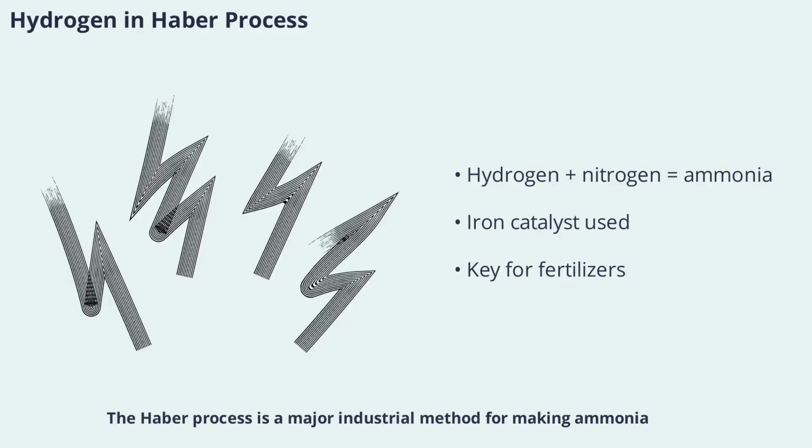The Haber process is a major industrial method for making ammonia. In this process, hydrogen reacts with nitrogen under high pressure and temperature using an iron catalyst. The ammonia produced is essential for fertilizers, which support global agriculture. Hydrogen's role in the Haber process is vital for feeding the world's population.